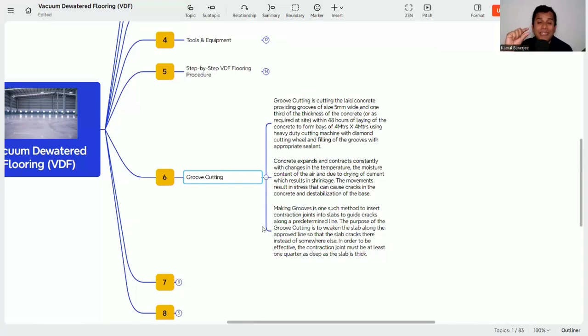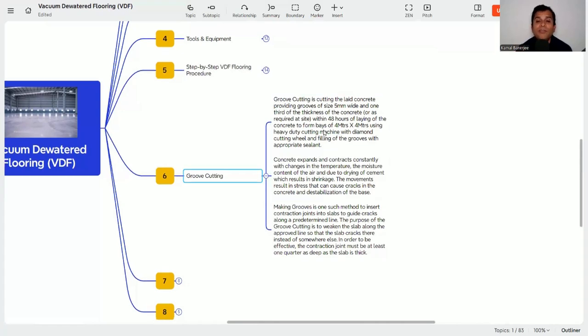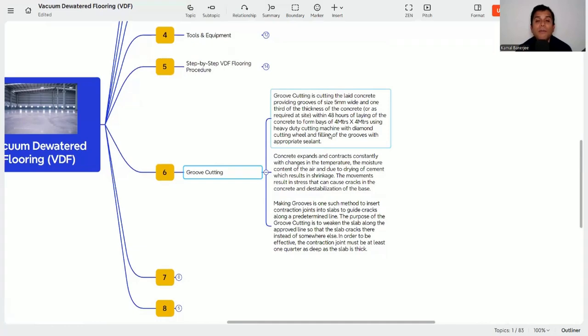We need to cut within 48 hours of laying the concrete, to form bays of 4 meters by 4 meters using a heavy-duty cutting machine with a diamond cutting wheel, and fill the grooves with the appropriate sealant. Our concrete panel is 4 meters wide, but it may be 20 meters long as per the requirement. After concreting, within 48 hours, we need to divide the panel into 4 meter by 4 meter. It is the optimal length. But how can we divide? We can divide by diamond cutting.